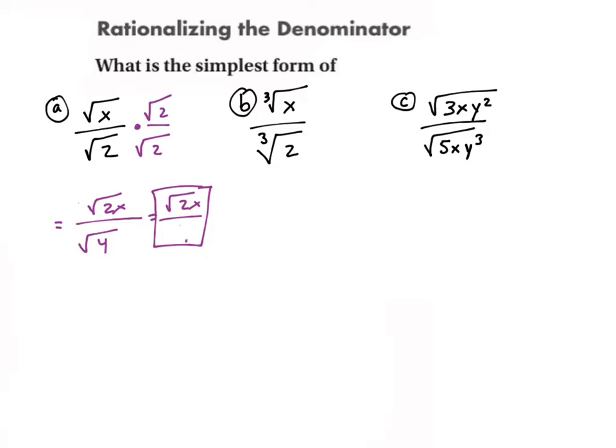Oops, sorry, the square root of 4 is 2, not 4. I knew I was making a mistake. There we go. Square root of 2x over 2. There we go, that's better. All right, same thing in B.